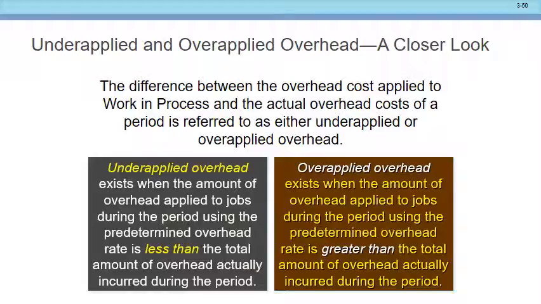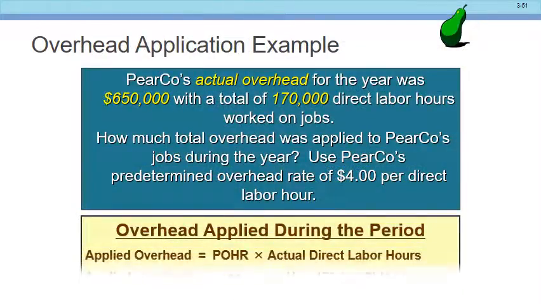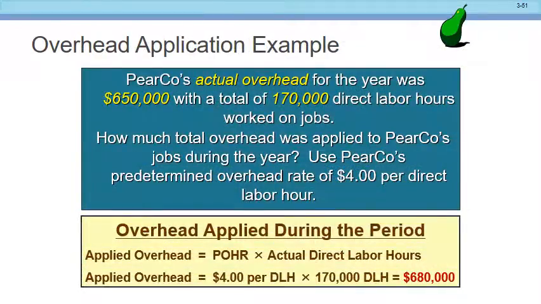Okay? So it could be over-applied, could be under-applied. Okay, so let's just go ahead and let's take a look at this now and see what we have. And they tell us that in this example that we had actual overhead of 650 and we had a total of 170,000.